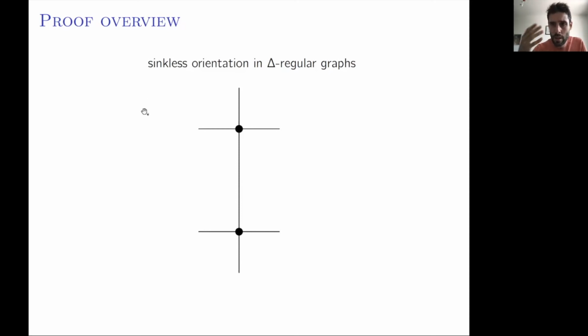Sinkless orientation: you have a graph and you have to orient the edges such that each vertex has out degree at least 1. And it's hard. It takes at least log n rounds randomized and log n rounds deterministic. So you give me your delta regular graph and I replace every vertex by a clique on delta vertices. Like this, delta is 4.